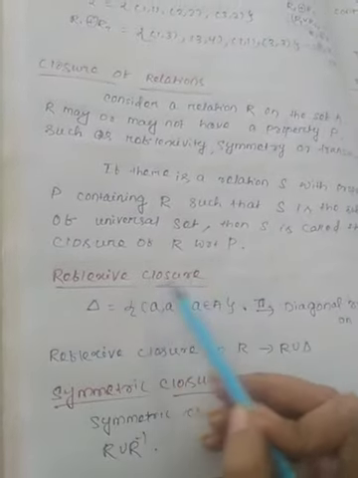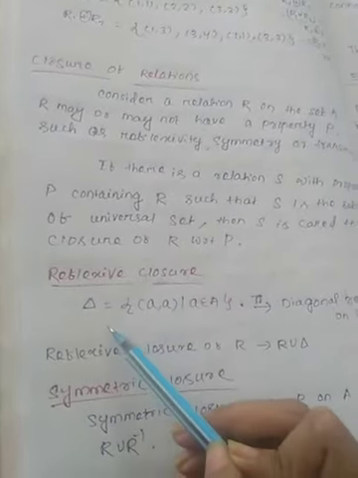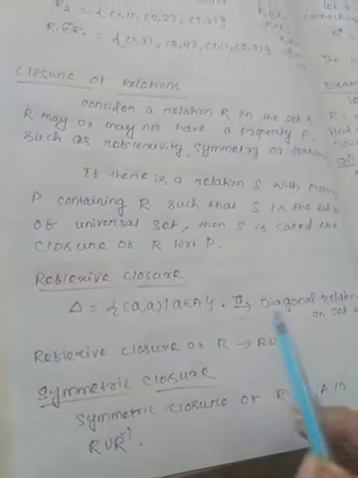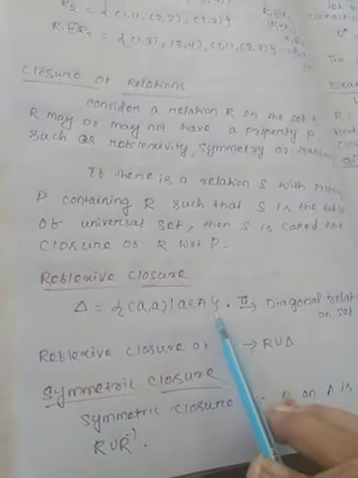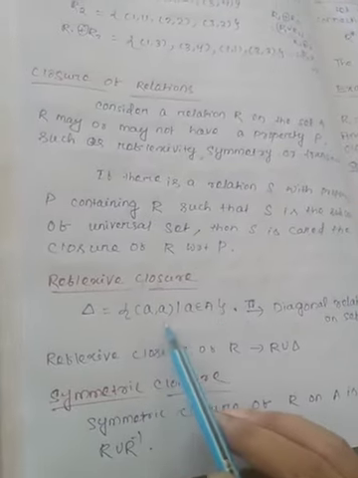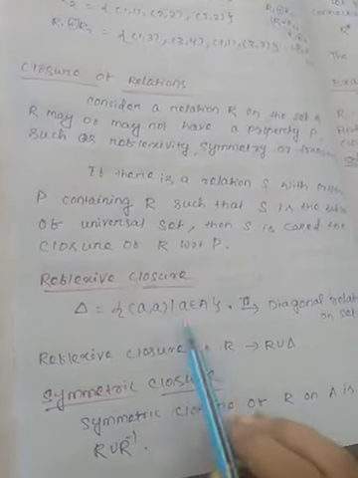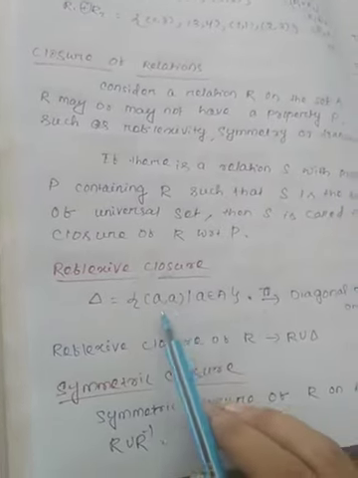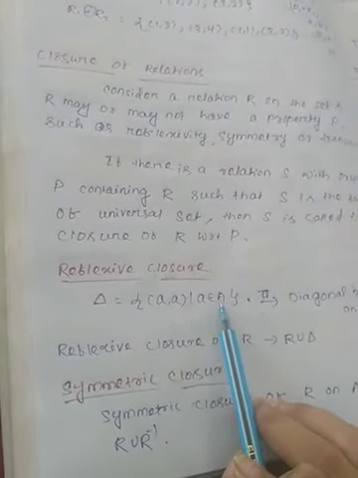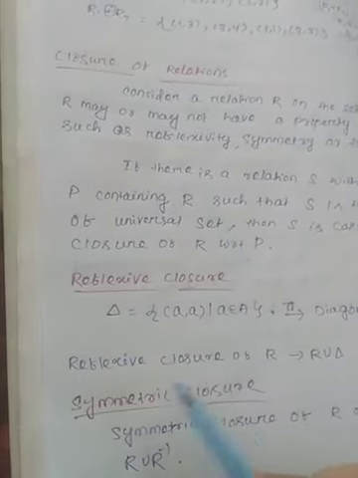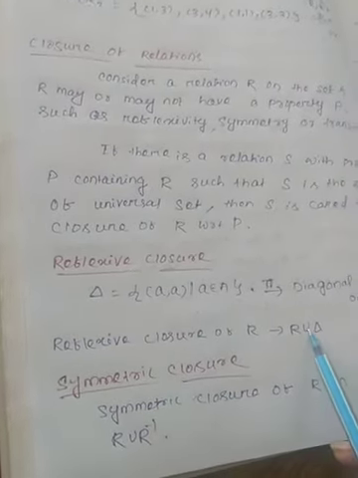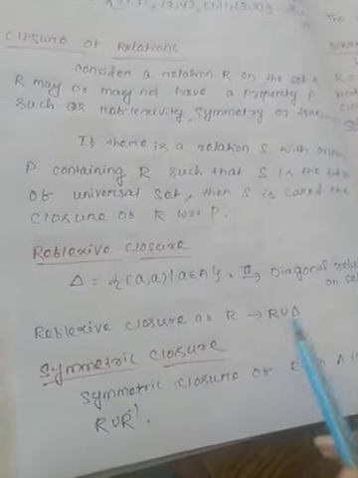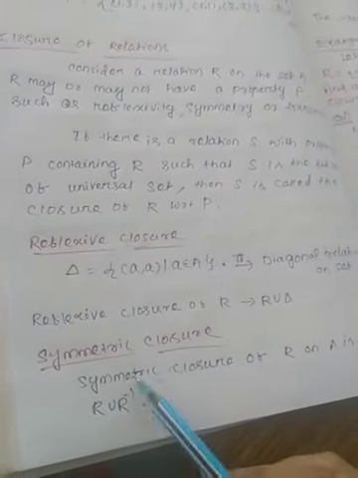So in case of reflexive closure, I have to find out the diagonal relation. What is diagonal relation? It means if I have a set, then I have to enlist all the diagonal order pairs, that is all (a, a) belonging to the set A. So reflexive closure would be the union of diagonal relation and the given relation R. Then what is symmetric closure?